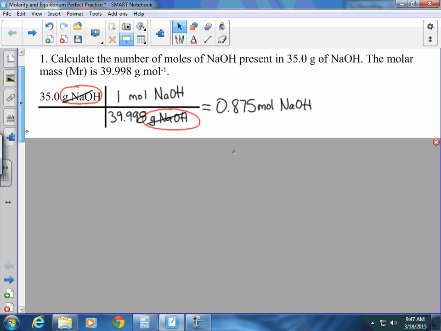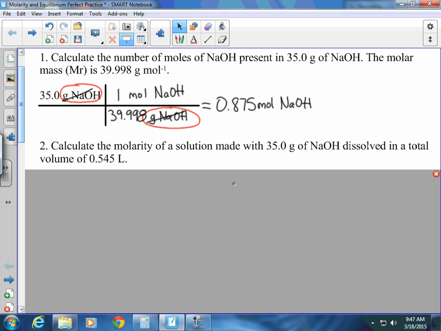All right, question number 2. Question number 2 says, calculate the molarity of a solution made with 35 grams of sodium hydroxide dissolved in a total volume of 0.545 liters.